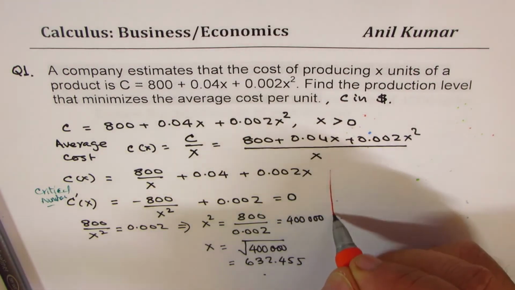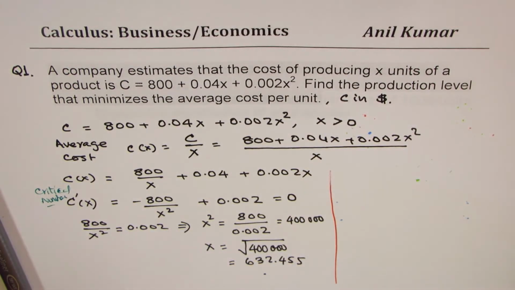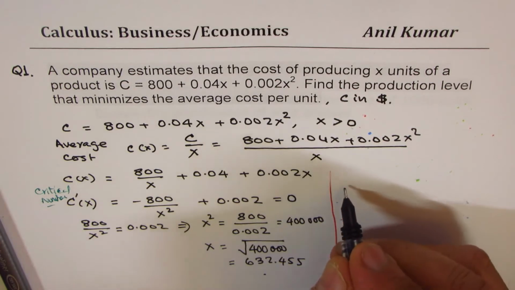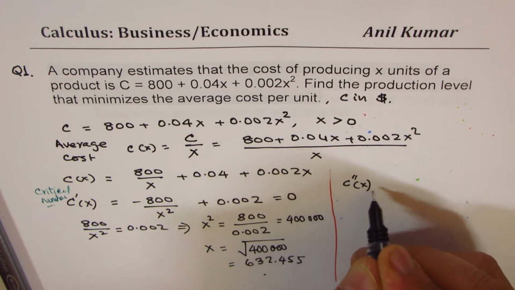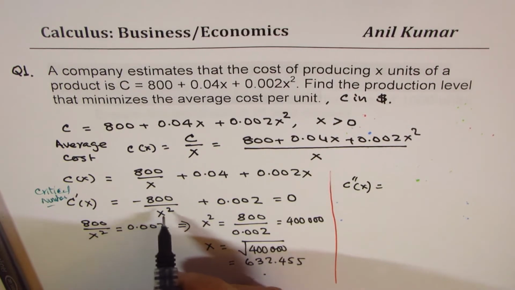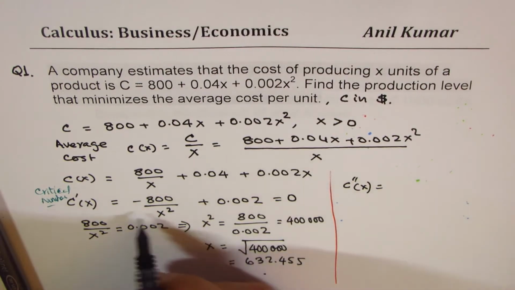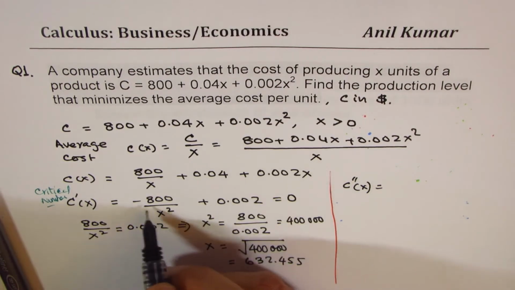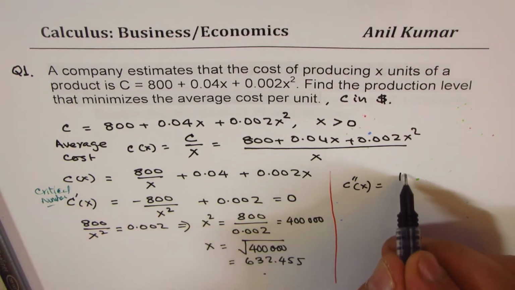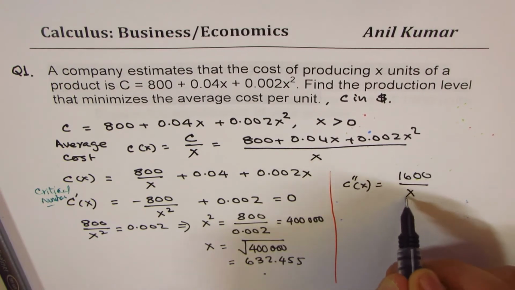One is we can analyze the first derivative itself, which is here. And the second way is we can find the second derivative. So let me find the second derivative. The second derivative for average cost will be, so this will be minus and minus becomes plus, 2 times 8 is 16. So it is 1600 over x cubed.